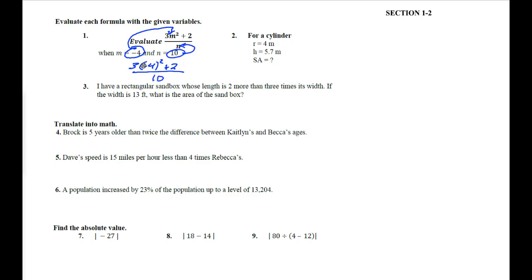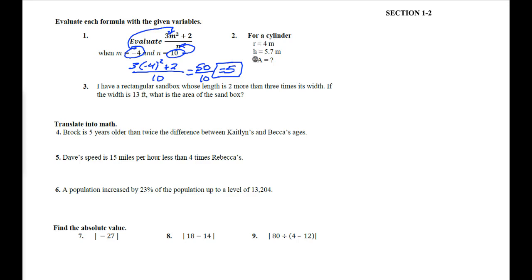All right, 3 times -4 squared. -4 squared is -4 times -4. That's positive 16. 3 times 16 is 48 plus 2 is 50. So this is 50 over 10 gives us 5. Excellent. Number 2, for a cylinder.